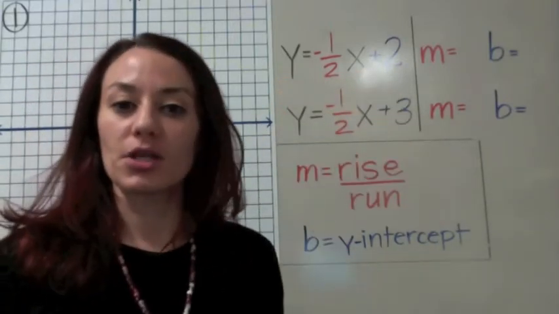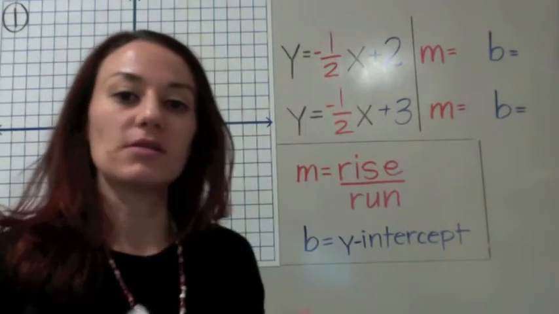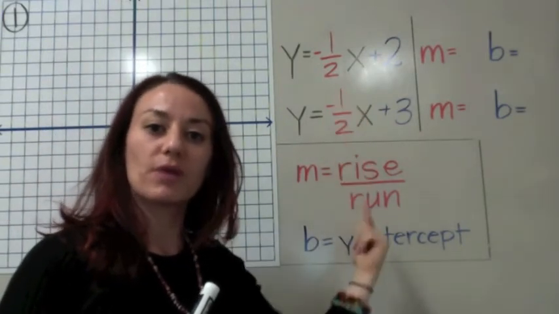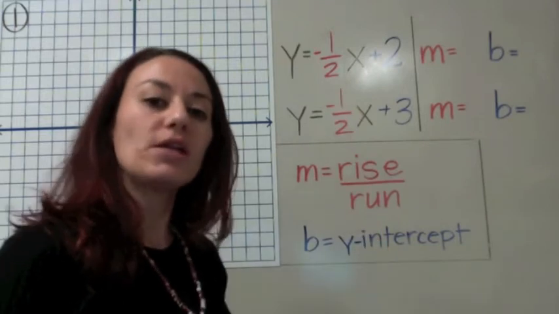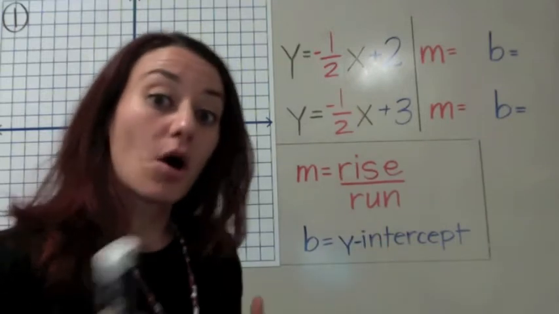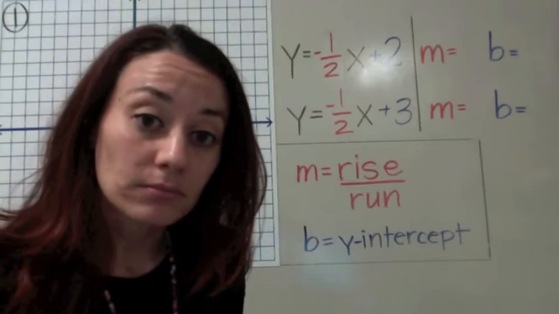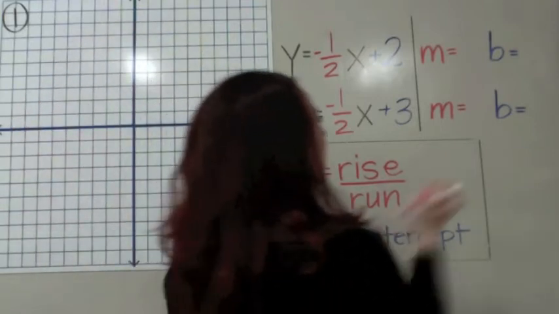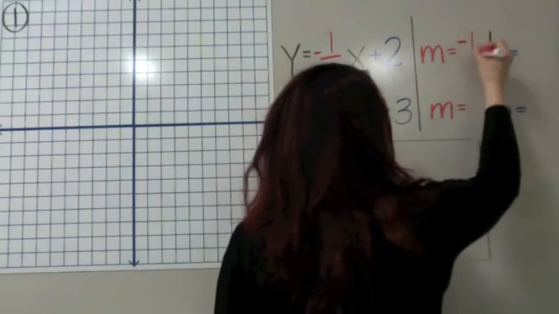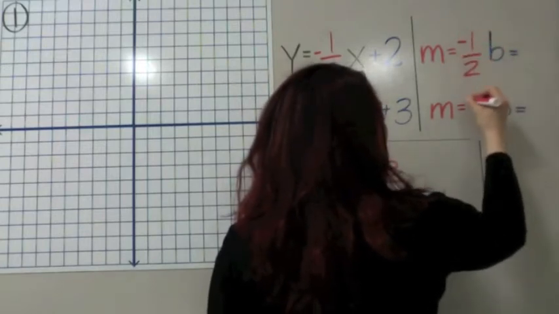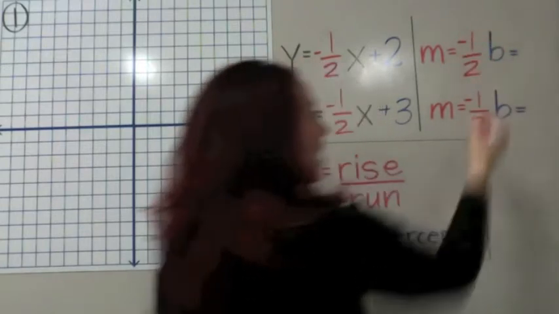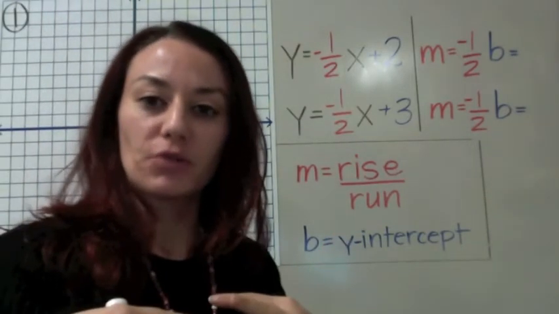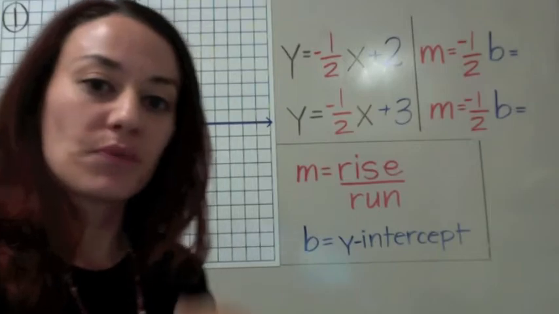So we ask ourselves, well, what do we notice about these slopes, which are the red numbers, the m's, right? The rise over run, that's what m is. What do we notice about them? Are they both the same? Yes. They are both negative 1 over 2. So for the m's, we're going to write negative 1 over 2. That's our rise over run. We're going to have a negative slope.